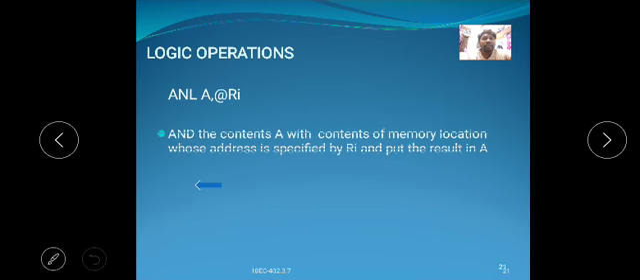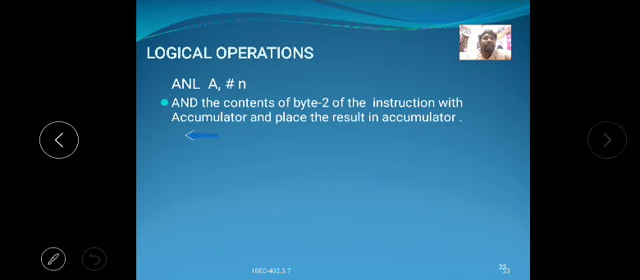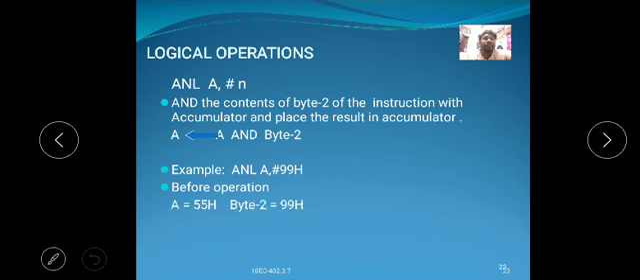ANL A, @Ri: AND the content of A with the content of memory location whose address is specified by Ri and put the result in the accumulator, A AND Ri. Example: ANL A, @R0. ANL A, #n: AND the content of byte 2 of the instruction with the accumulator and place the result in the accumulator, A AND byte 2. Example: ANL A, #99H.